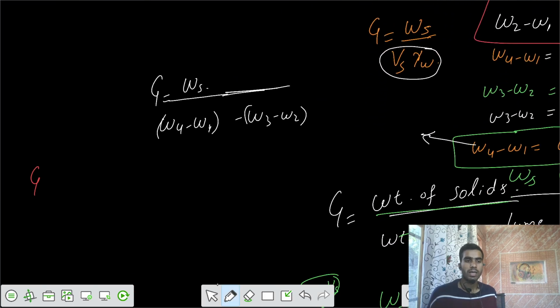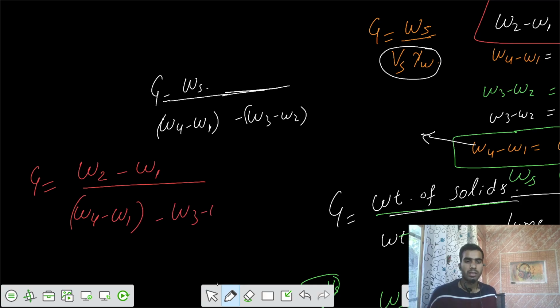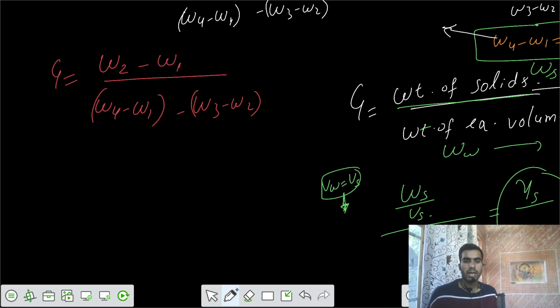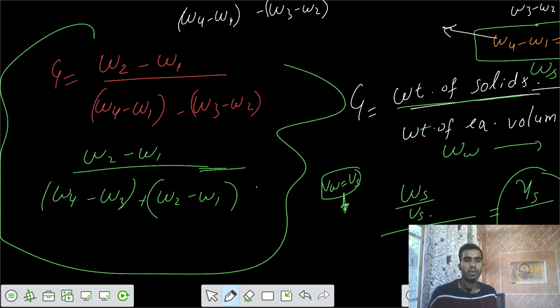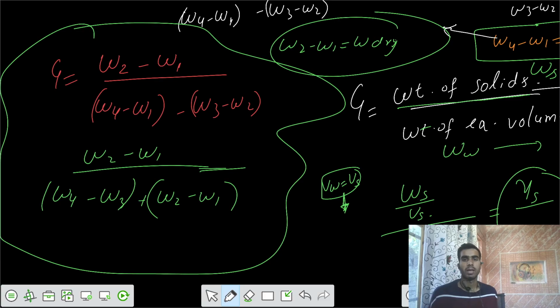Finally your G becomes W2 minus W1 divided by W4 minus W1 minus W3 minus W2. If I want to remember it, I can write it in one go: W2 minus W1, then W4 minus W3, in the order 2, 1, 4, 3, 2, 1. Whichever way you write it, that's your G value, while W2 minus W1 is the dry weight of soil. That was your value of G.